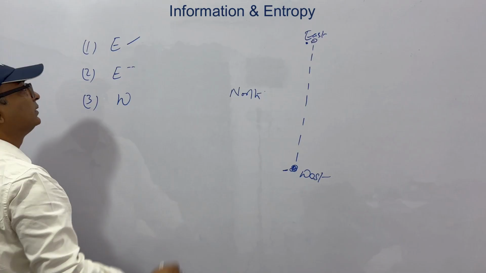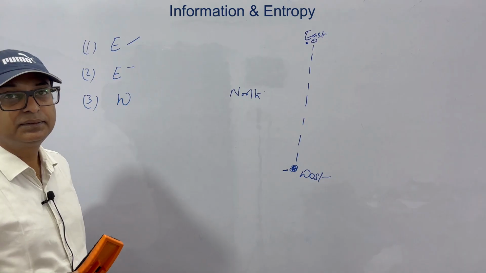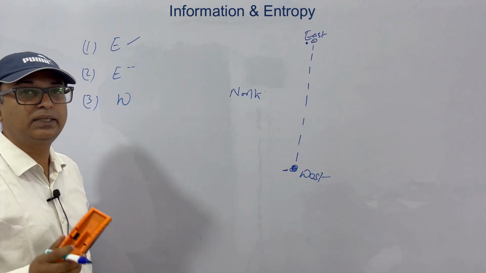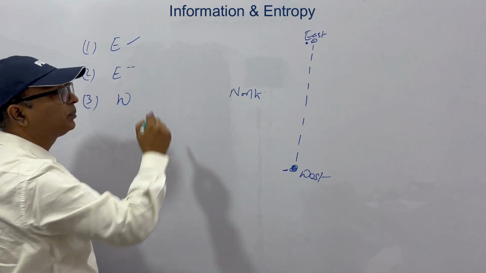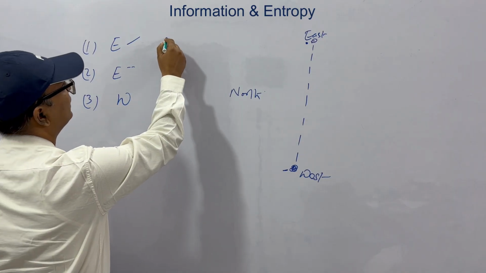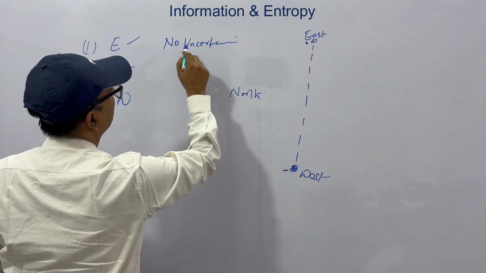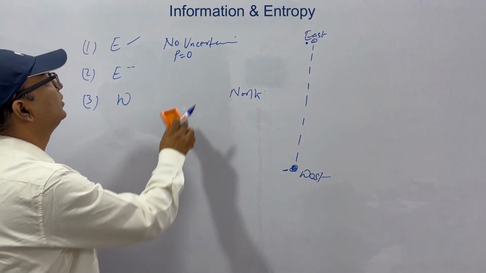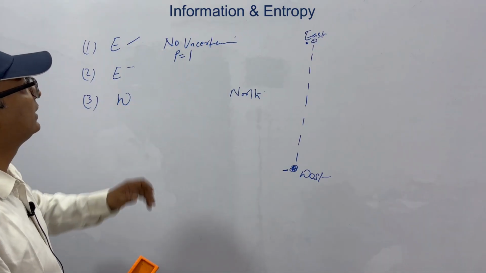Now this has no information. The sun will rise in the eastern direction because we know the sun rises in the east. There is no uncertainty to it. This is certain, that the sun will rise in the east direction. That is, there is no element of uncertainty or surprise in the first statement. I'm writing no uncertainty. That is, probability of occurrence is 1. It is certain that the sun will rise in the east direction.